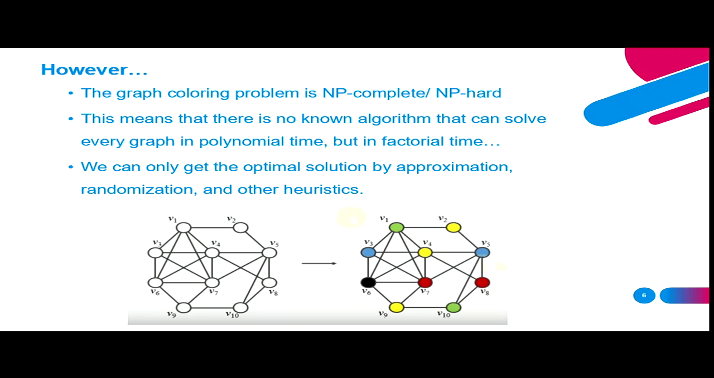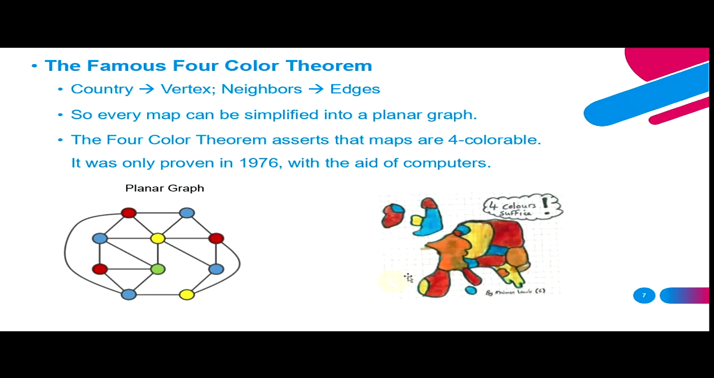So basically what these two phrases mean is that there's currently no known algorithm that can solve every graph in polynomial time, only in exponential or factorial time. And we can only get a good solution by approximation, randomization, and other heuristics.